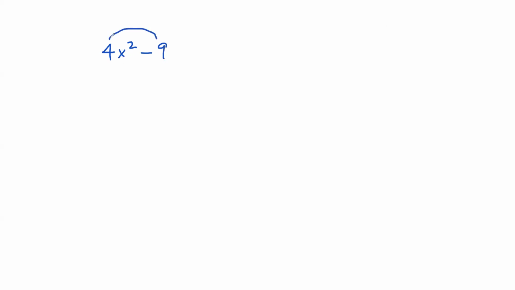So I need to multiply a times c. 4 times -9, that's -36. And I need factors that add up to the term in the middle, the b term. Well, there's not one, right? Technically, this is 4x squared plus 0x minus 9. So I need factors of 36 or -36 that add up to nothing. They add up to 0.